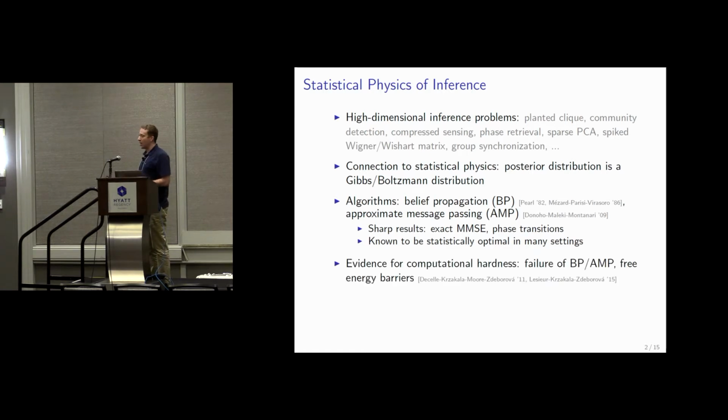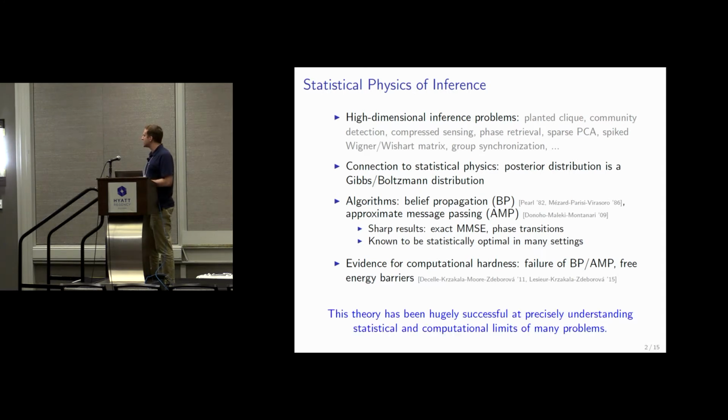So this AMP algorithm has been so successful that when it doesn't work, this is often taken as pretty good evidence that maybe no algorithm can work. And so by investigating this, we can get evidence that certain problems have computationally hard regimes. And so this theory, coming from statistical physics, really has been hugely successful for a lot of these different high-dimensional inference problems at very precisely understanding exactly the statistical limits and also the conjectured computational limits for many problems.